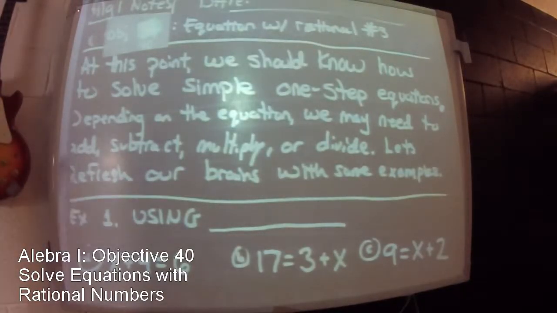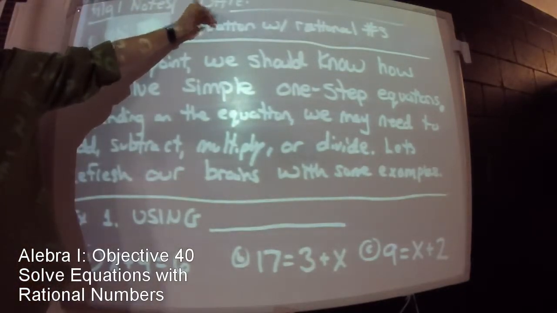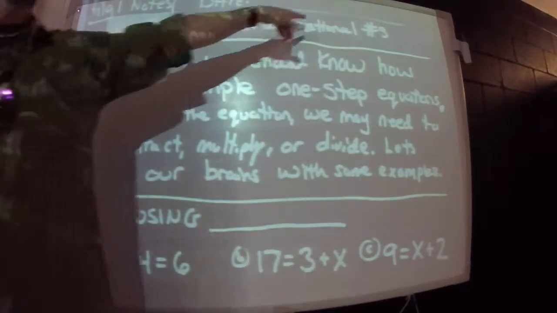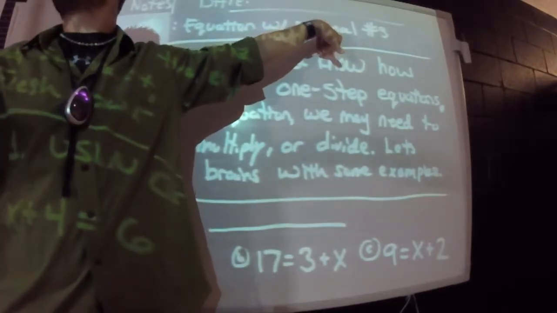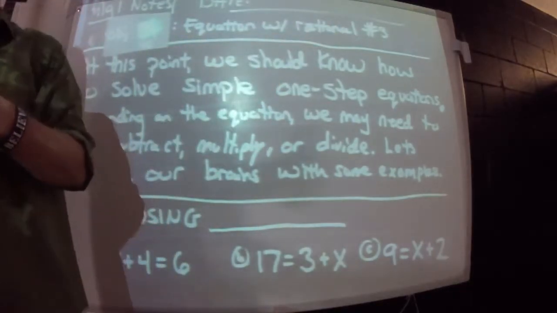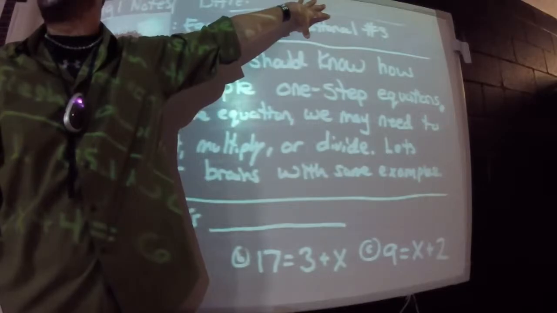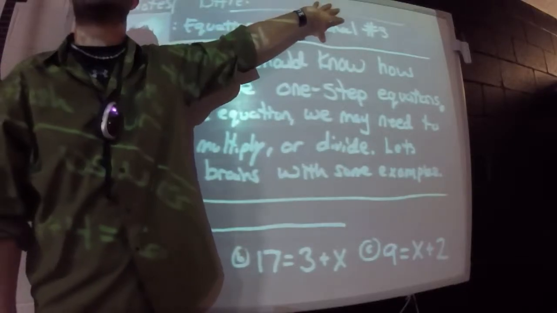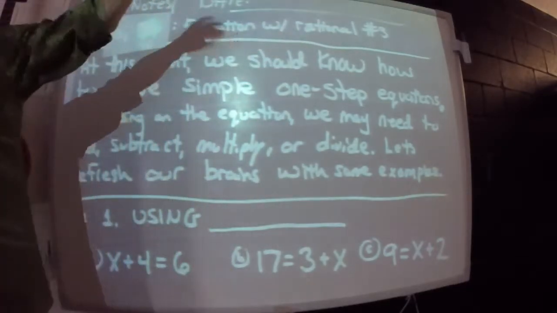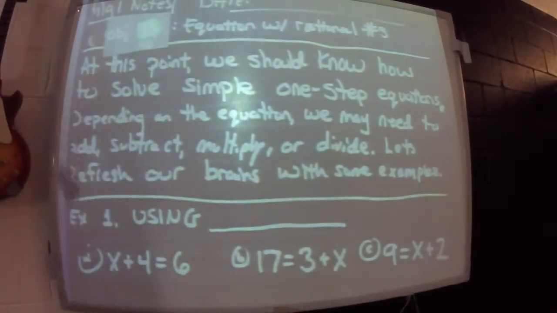All right, so objective 40, equations with rational numbers. Now, we did equations all last week. We did equations when we actually took the algebra tiles. When we do them with rational numbers, what that means, all the numbers you did last week were rational. If I said x plus 5 equals 10, those are rational. But rational numbers can include other things that are ugly, like decimals, or fractions, or mixed fractions. So when I say equations with rational numbers, it's like equations that might have some ugly numbers in them. Things that we couldn't do with our algebra tiles.